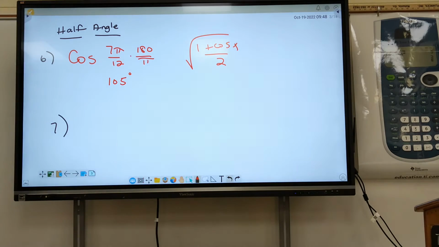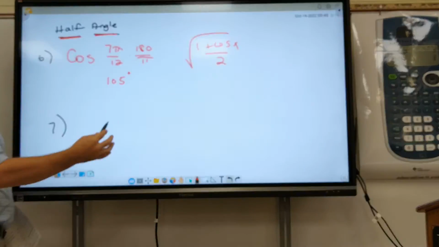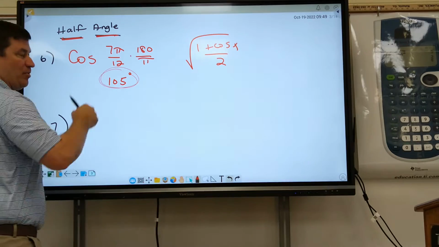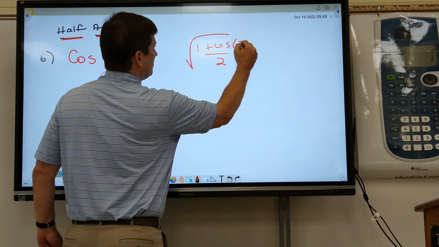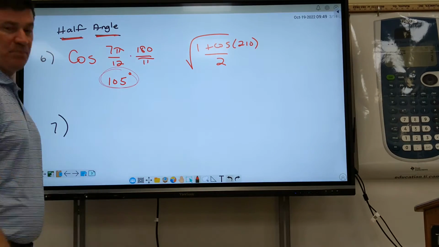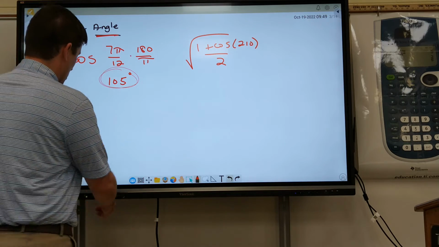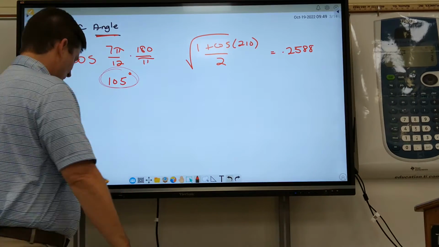All right, now here's the important part. Since this is half angle, 105 is only half of what I need to plug in. So how do I find the full amount? I double that. So if you double it, plug it in right here, it's going to be 210. So that's what you type in your calculator. Let's see what we get. 1 plus cosine 210 over 2, the answer is 0.2588.